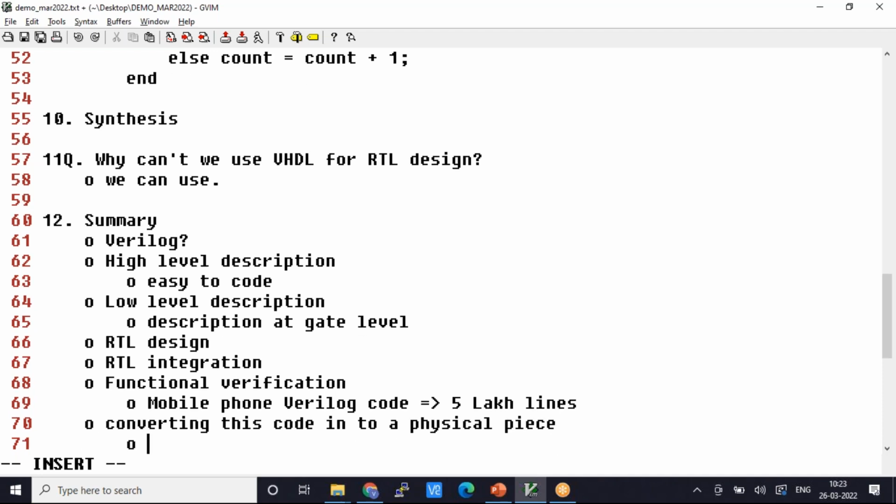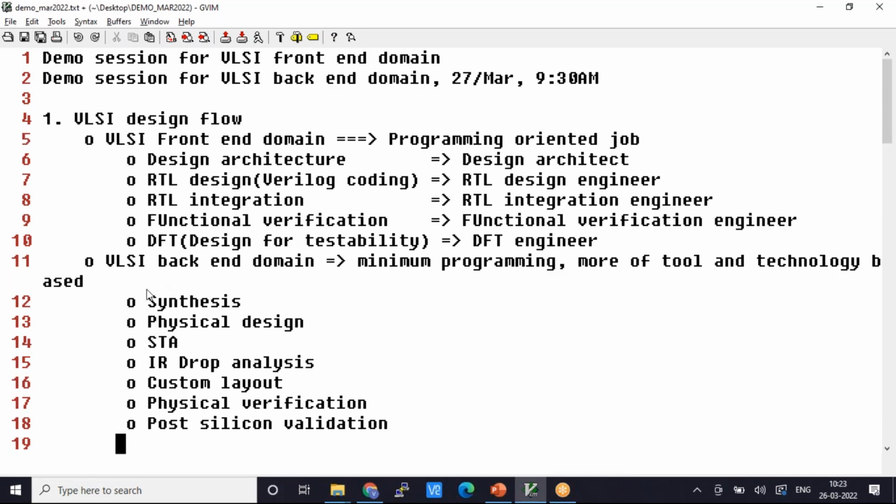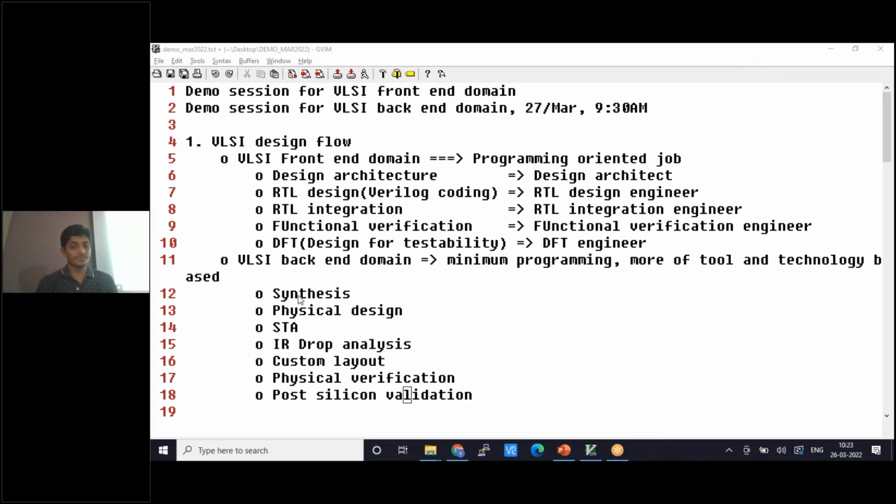That process is called what? Can someone tell me what that whole process is called? VLSI synthesis. Collectively, it has many steps. What are the steps? Synthesis, physical design, static timing analysis, IR drop analysis, custom layout, physical verification, post silicon validation. There are various steps in this process. These are collectively called the VLSI backend domain. Since most of you are here for the front end domain, I don't want to deviate into what the backend domain is, because sitting and teaching you what physical design and STA are probably won't help today's session.